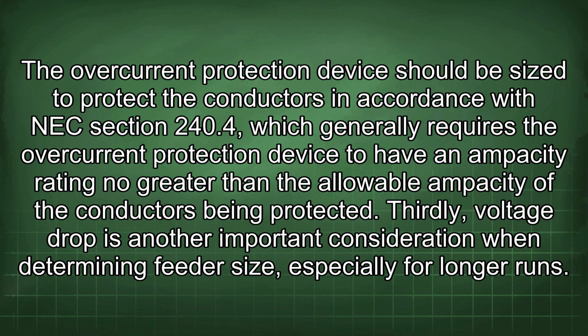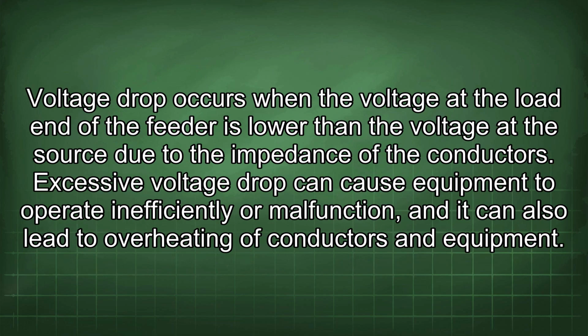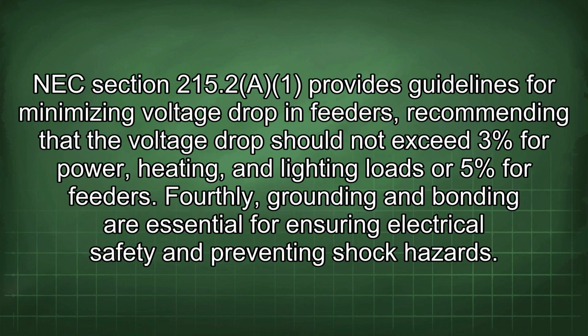Thirdly, voltage drop is another important consideration when determining feeder size, especially for longer runs. Voltage drop occurs when the voltage at the load end of the feeder is lower than the voltage at the source due to the impedance of the conductors. Excessive voltage drop can cause equipment to operate inefficiently or malfunction, and it can also lead to overheating of conductors and equipment. NEC section 215.2(A)(4) provides guidelines for minimizing voltage drop in feeders, recommending that the voltage drop should not exceed 3% for power, heating, and lighting loads or 5% for feeders.